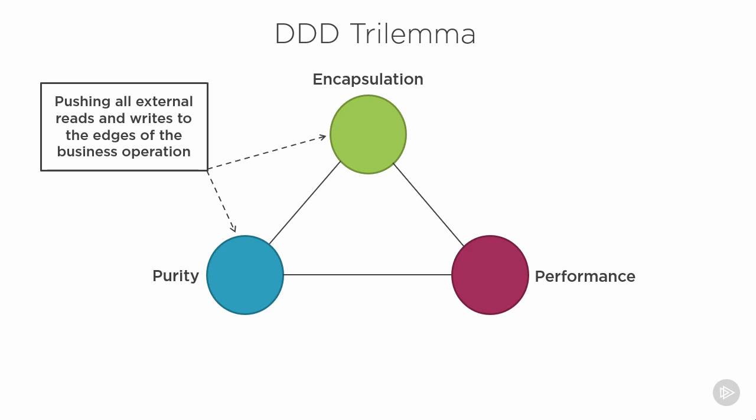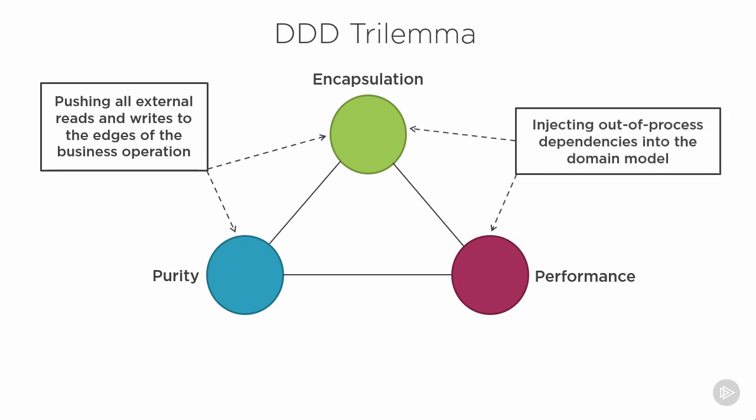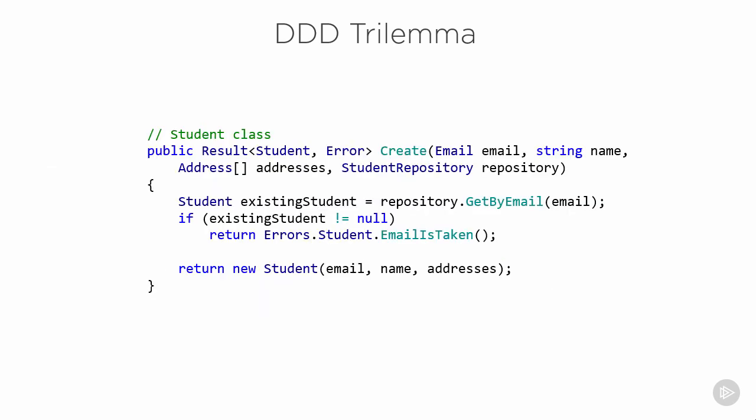I called it pushing all external reads and writes to the edges of a business operation. The second option here is to inject out-of-process dependencies into the domain layer. This option keeps performance and domain model encapsulation, but it does it at the expense of domain model purity. This is the second option I showed in the previous clip, when I injected the repository or the repository interface directly into the student class.